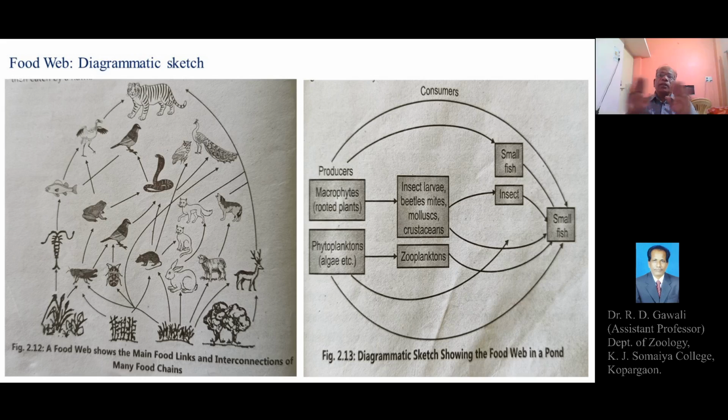So food web is nothing but a complex interlocking pattern or mechanism of several food chains at a time in a particular ecosystem, and the stability of the ecosystem, or the stability of the food web in a particular ecosystem, depends upon the number of species or different types of organisms present in the ecosystem.